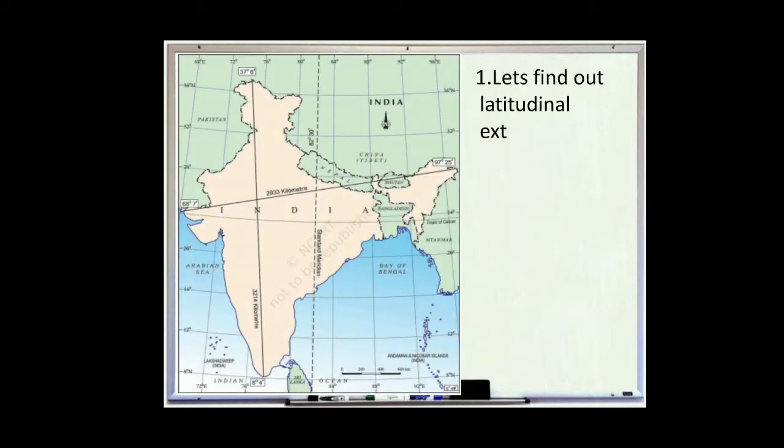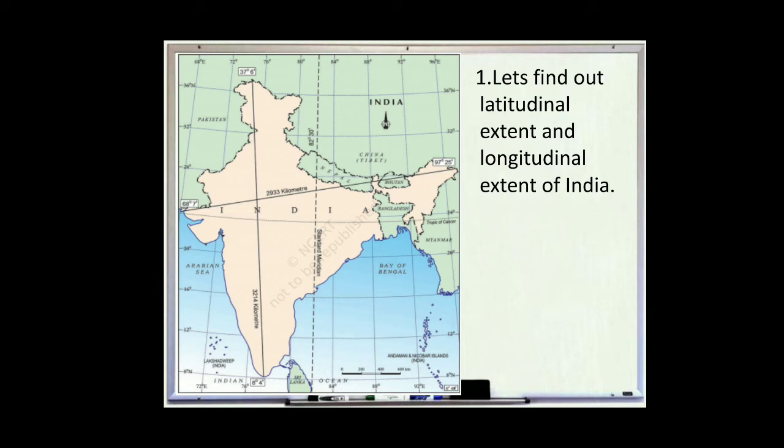When we study the map of India, we find the longitudinal and the latitudinal extent. The latitudinal extent starts from the south of India. So our boundary is far away from the equator, starting at latitude 8 degree 4 minute north. And when we move towards the north, Jammu and Kashmir, the head of India, is at 37 degree 6 minute north. So the latitudinal extension of India is 8 degree 4 minute north to 37 degree 6 minute north.